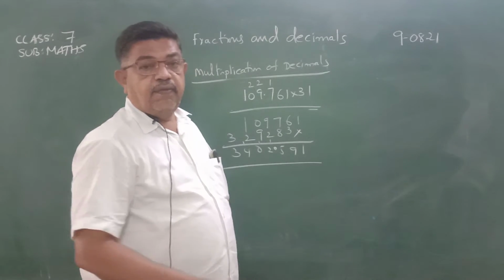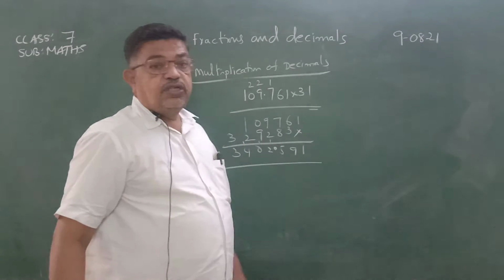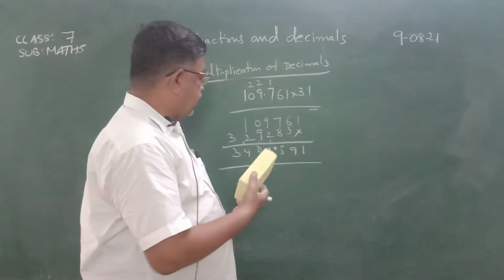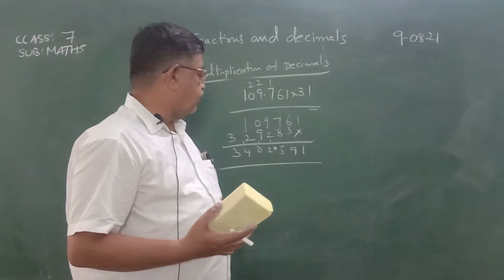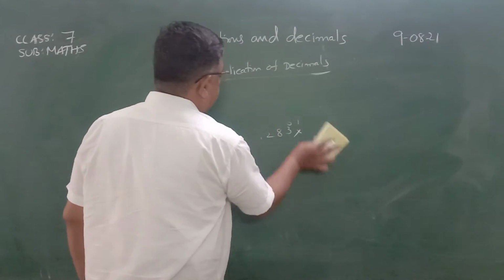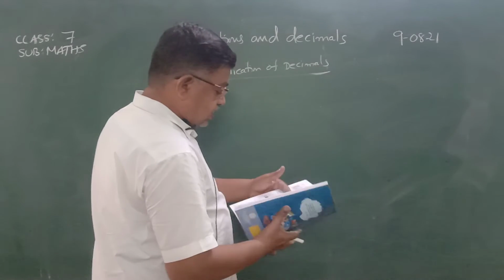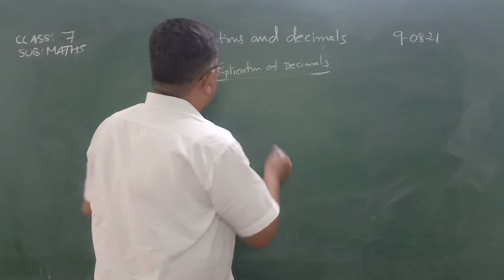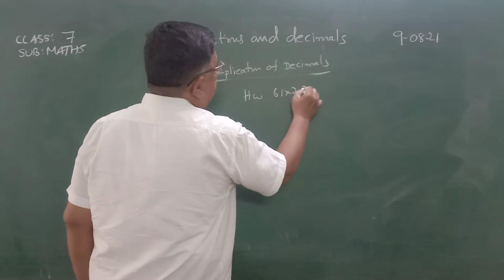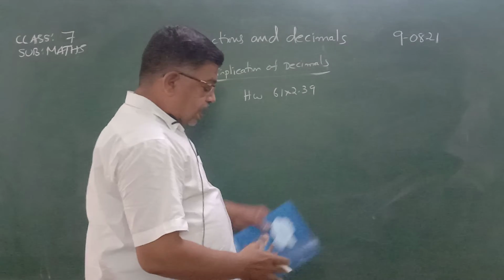3402.591. When a decimal number 109.761 is multiplied with 31, the product is 3402.591. Next, try this homework: 61 into 2.39. This you can try as homework.